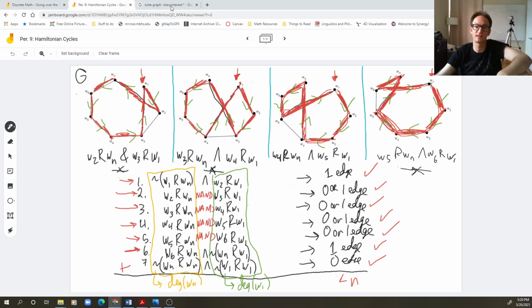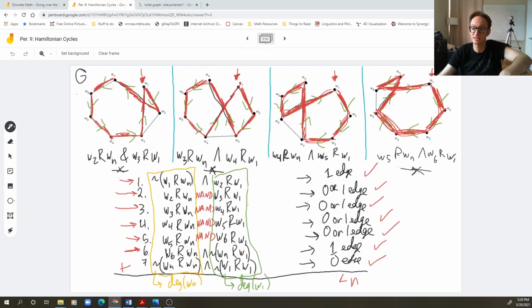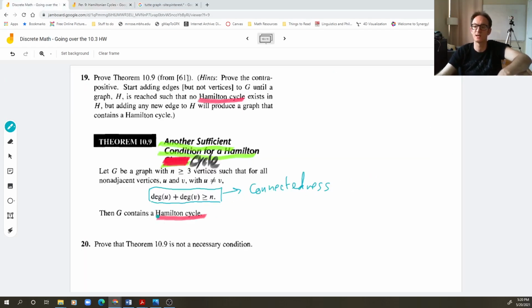Because that's just it, right? You get the contradiction. This thing in the red box is what we concluded from this slide, and this thing in the red box directly contradicts the blue condition that I've assumed.